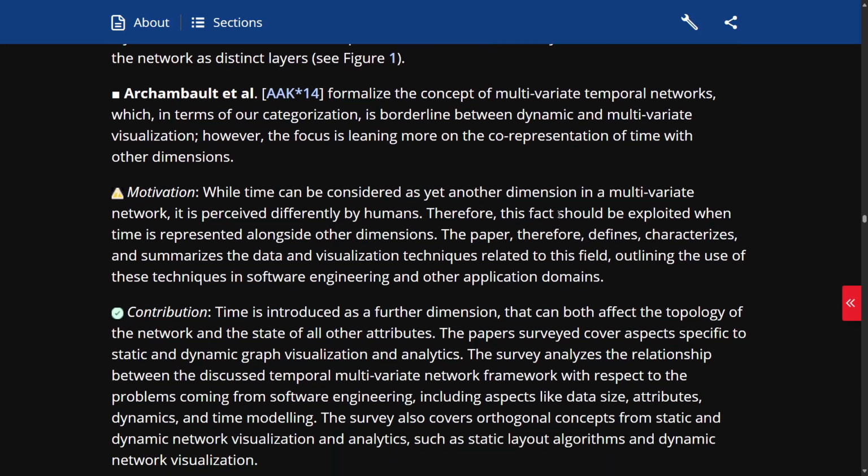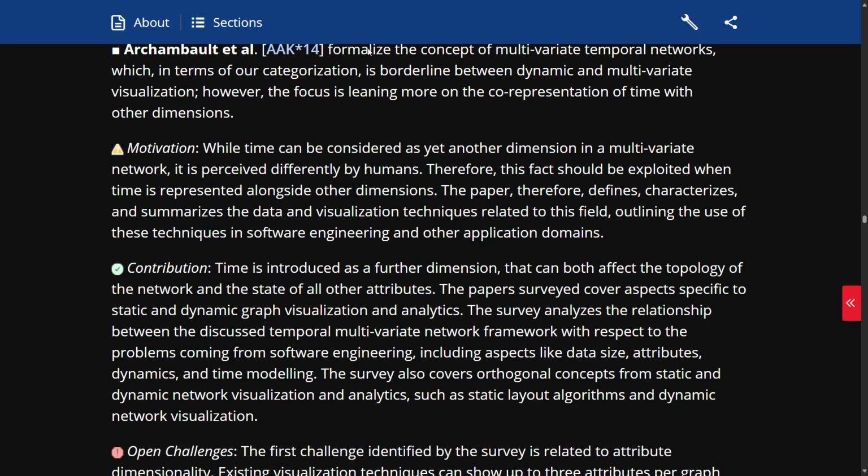See Figure 1. Archambault et al. OC14 formalize the concept of multivariate temporal networks, which, in terms of our categorization, is borderline between dynamic and multivariate visualization. However, the focus is leaning more on the co-representation of time with other dimensions. Motivation: while time can be considered as yet another dimension in a multivariate network, it is perceived differently by humans. Therefore, this fact should be exploited when time is represented alongside other dimensions. The paper, therefore, defines, characterizes, and summarizes the data and visualization techniques related to this field, outlining the use of these techniques in software engineering and other application domains.